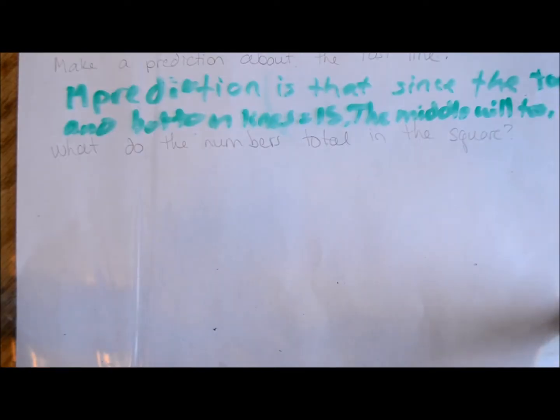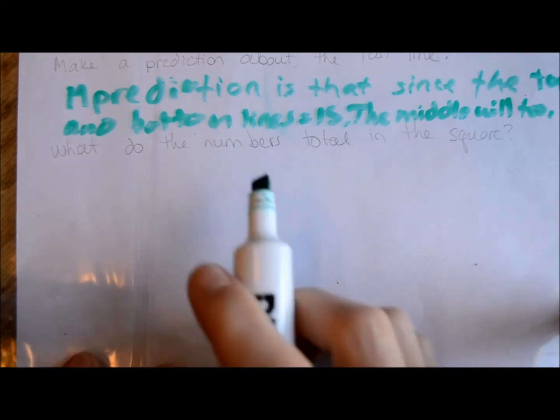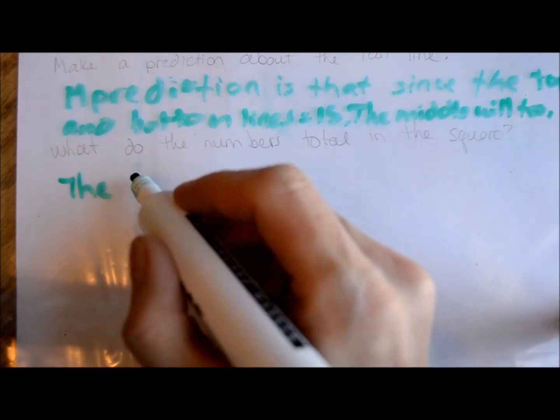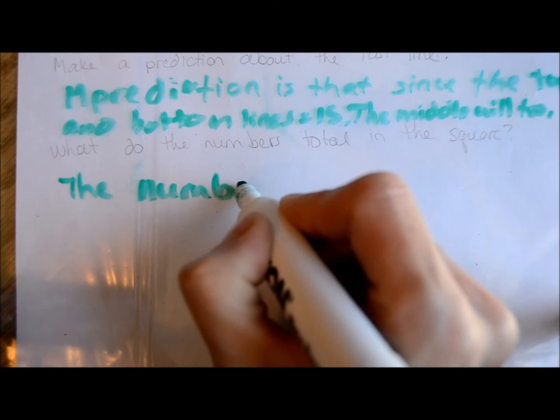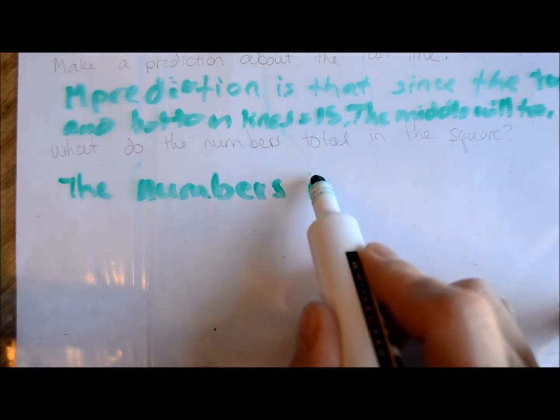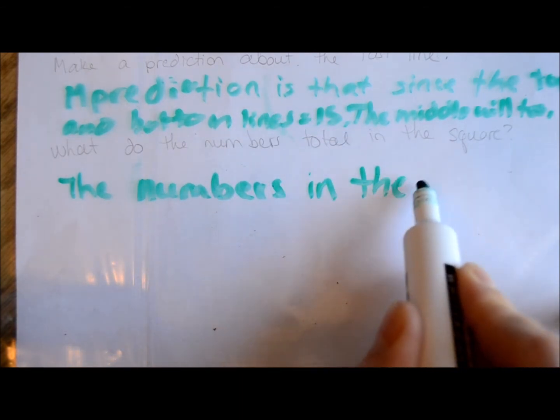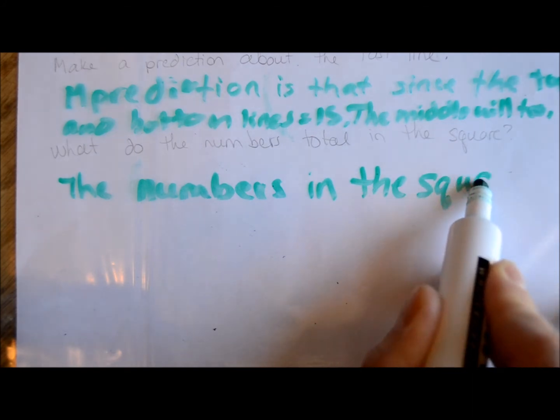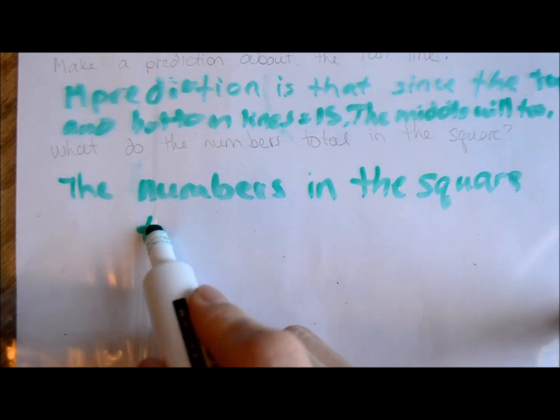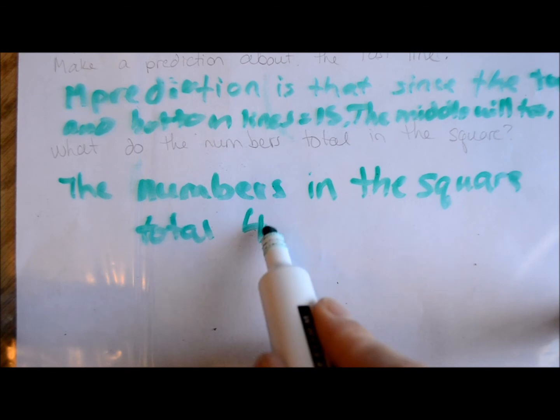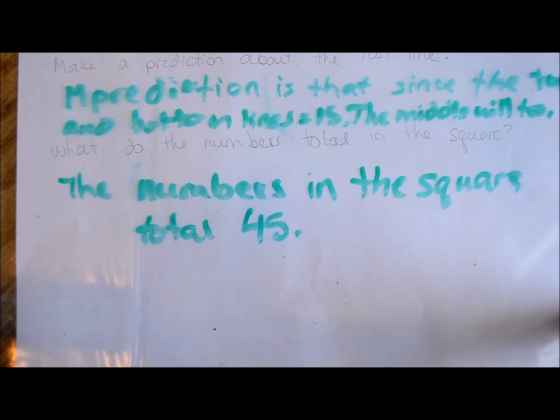So I just moved up the page so we can write in our answer. The numbers in the square total 45. And that's how you solve that.